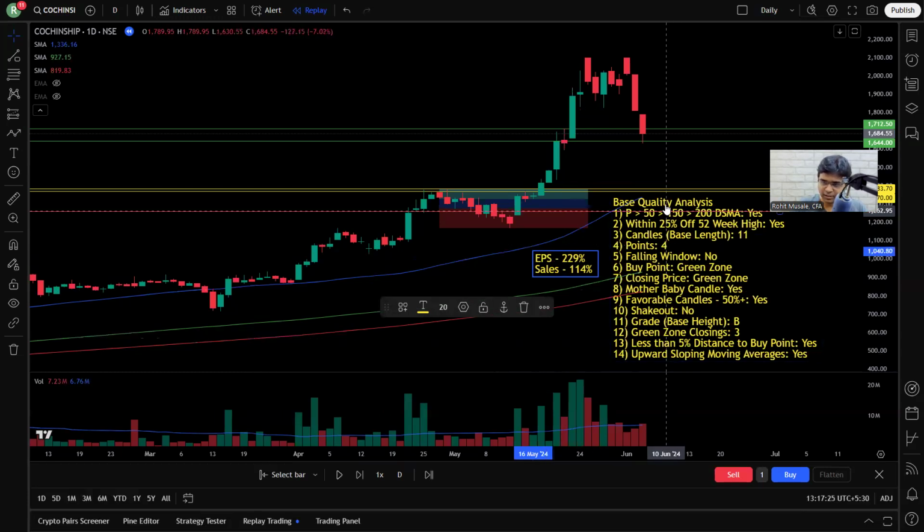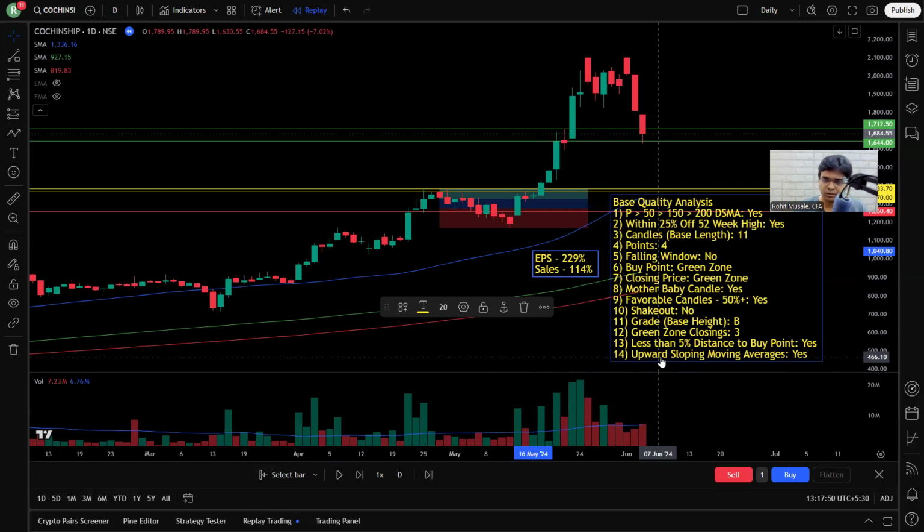Once you understand these 14 points, you will become very good in technical analysis, which is specific to this strategy. This is not applicable to any other. Like, don't apply this to Forex or commodities or intraday or lower time frame or things like that. This is specific to stage 2 confirmed uptrend stock analysis. Okay. So that was my analysis of Cochin Shipyard.